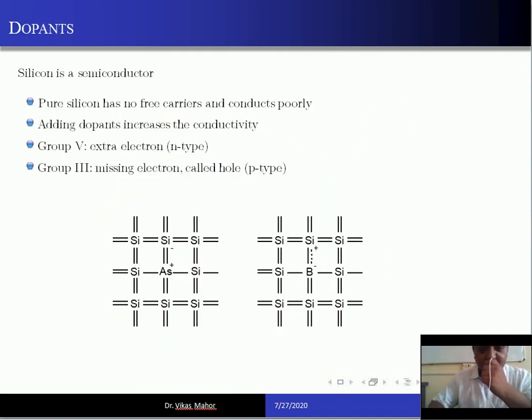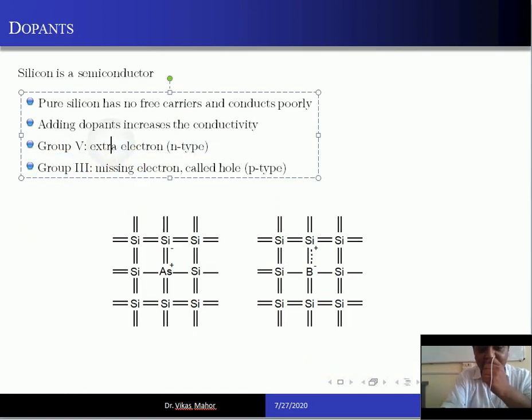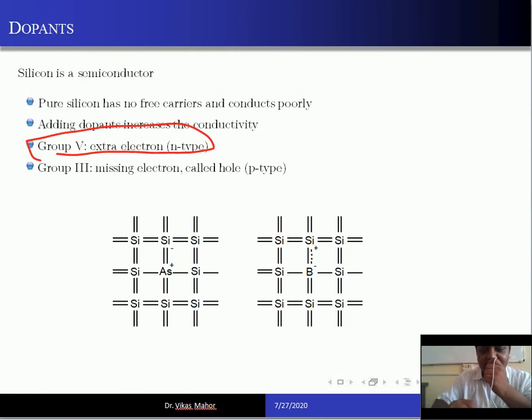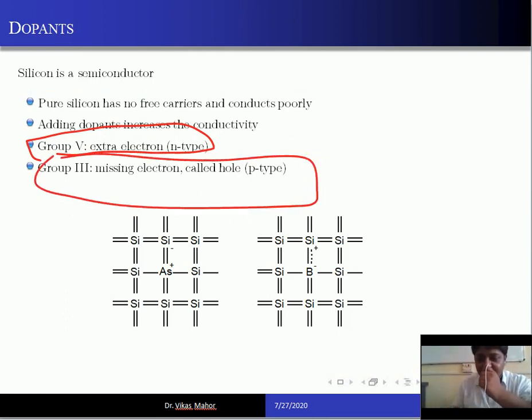What you do is take some more material, like group 5 material. What is group 5 material? Group 5 material has a valency of 5. It's very simple. Group 3 material has a valency of 3. Let's see one by one. Let's take group 5 material. Group 5 material has a valency of 5.